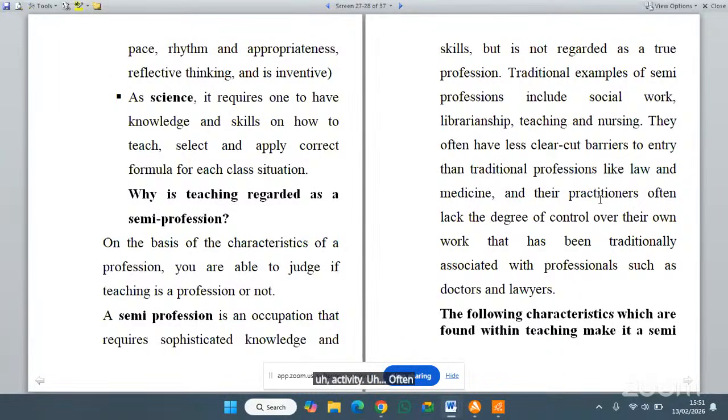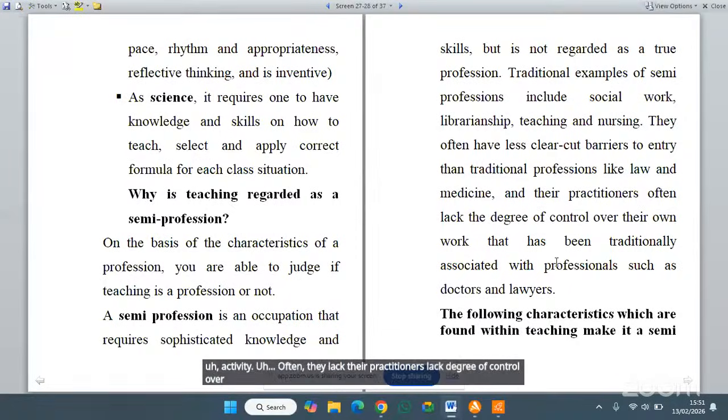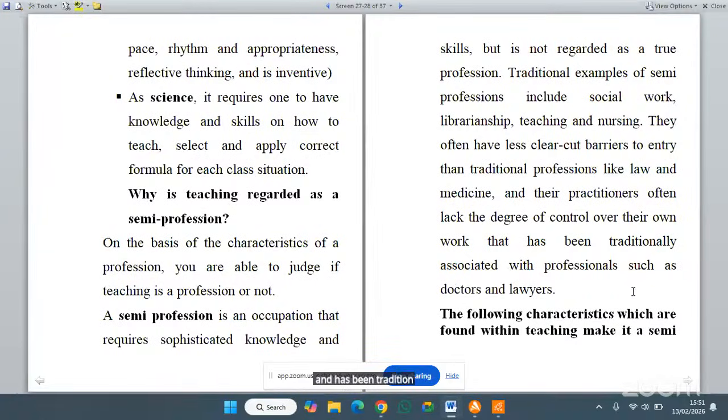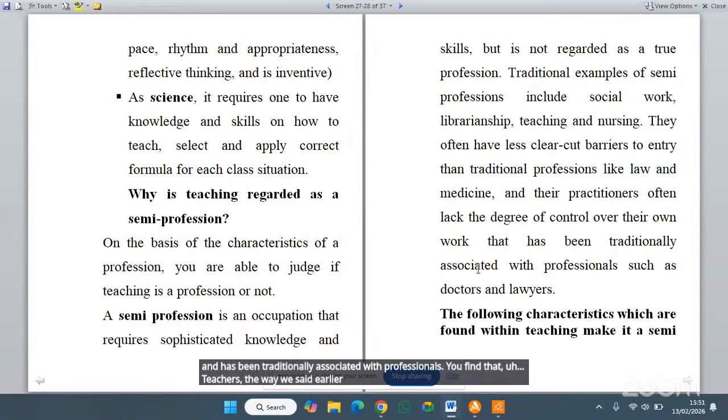Often their practitioners lack a degree of control over their own work that has been traditionally associated with professionals. You find that teachers, the way we said earlier about one characteristic of a semi-profession, are more associated with and supervised by the administrators than other professionals. We find teachers are among those who are closely supervised by their administrators.